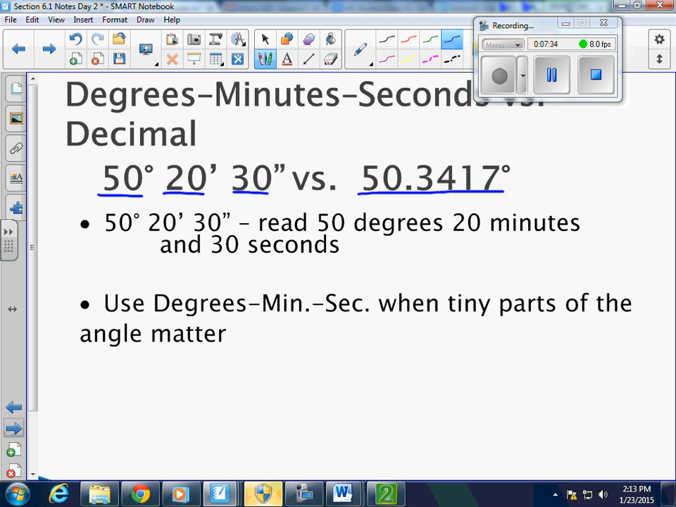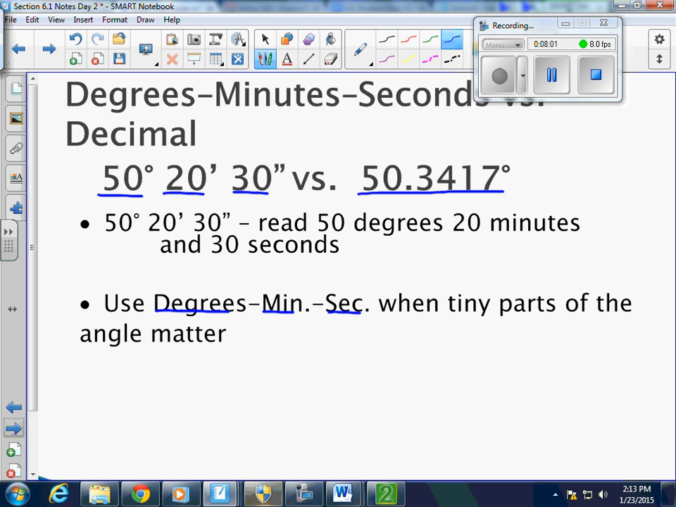Okay. When we're dealing with where small parts matter, if you're in navigation, a small error on a boat or on a ship in the ocean can get you really far off course, even though it's a small part. So when you're dealing with navigation, they deal with the degrees, minutes, and seconds because the tiny parts of the angle matter. Okay. So let's look at what this means and how we might do this.